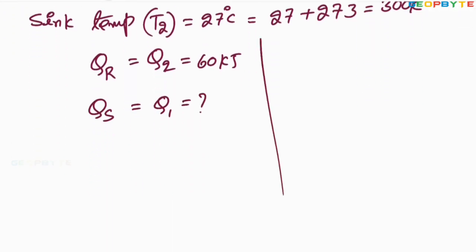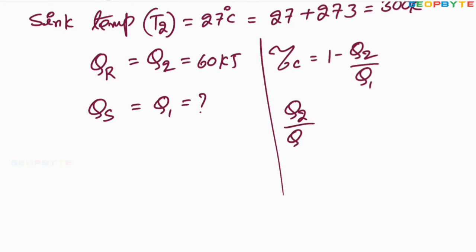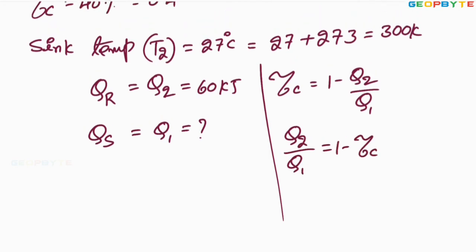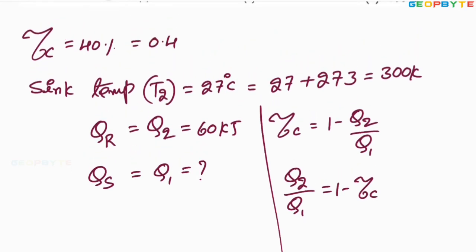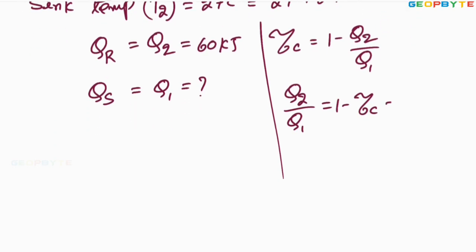Now the efficiency of the Carnot engine equal to 1 minus Q2 by Q1, where Q2 is the heat rejection, Q1 is the heat supplied. From this, Q2 by Q1 equal to 1 minus efficiency of the Carnot engine. But what is the efficiency of the Carnot engine? Efficiency of the Carnot engine is given 0.4. It is equal to 1 minus 0.4 is equal to 0.6.